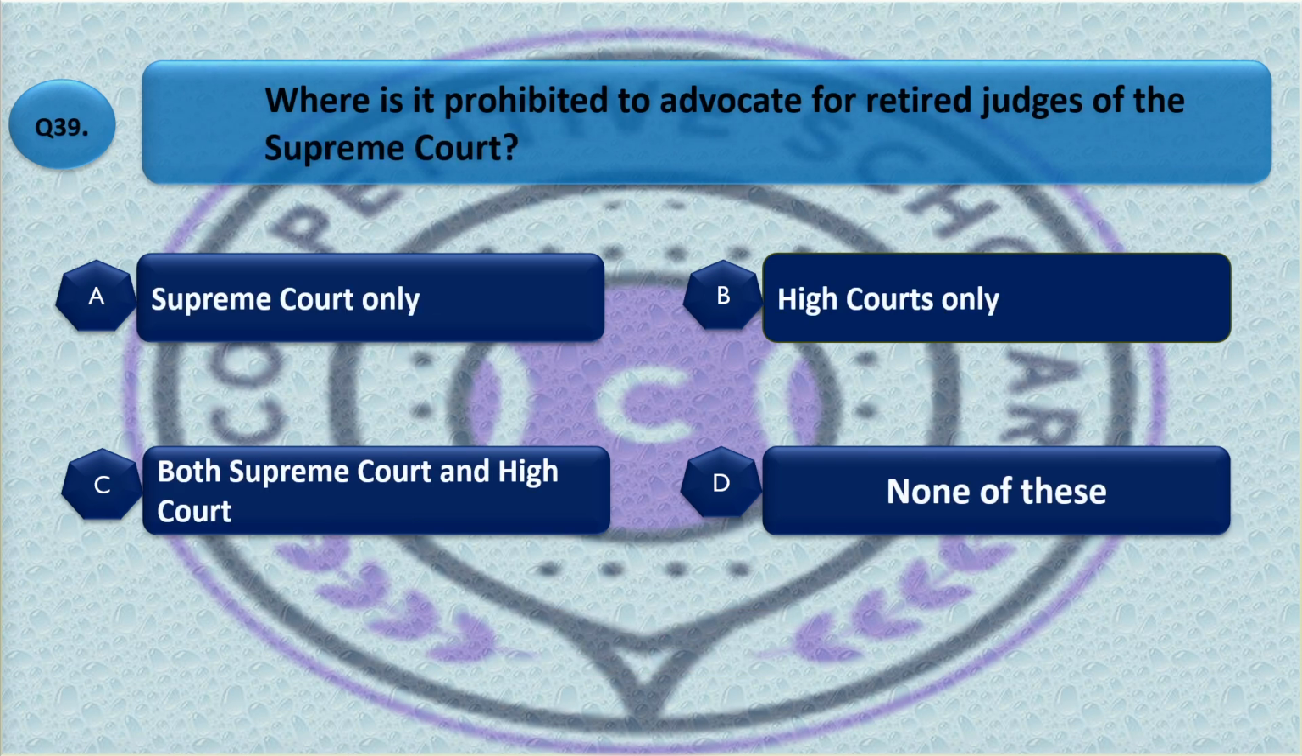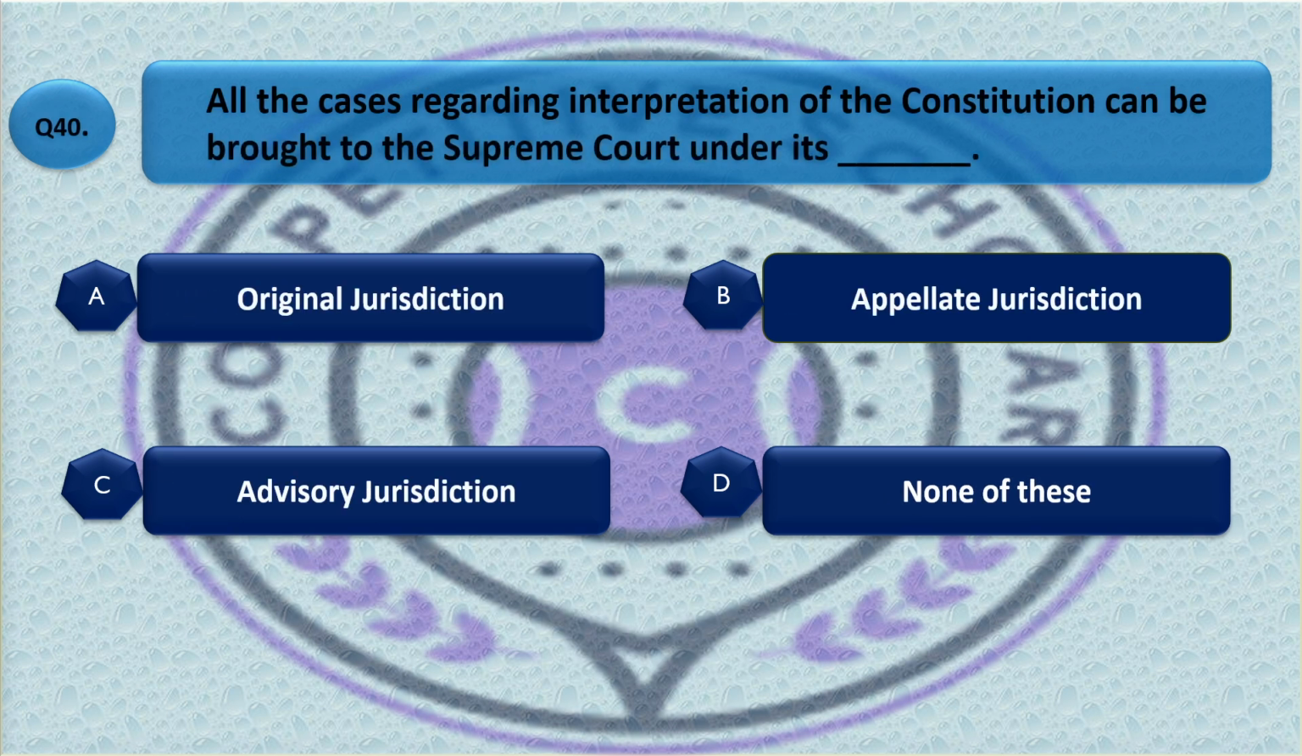Question number 39. Where is it prohibited to advocate for retired judges of the Supreme Court? Option A, Supreme Court only. Option B, High Courts only. Option C, both Supreme Court and High Court. Option D, none of these. Answer is option D. Nowhere they are prohibited.